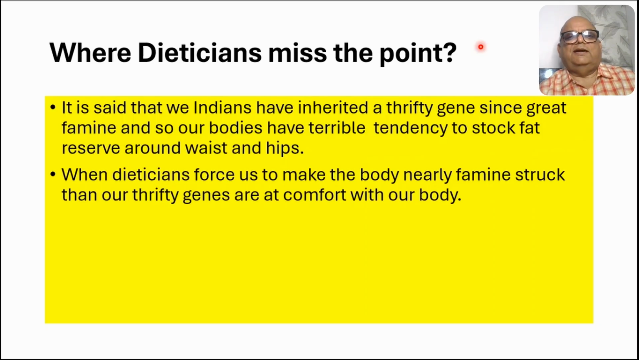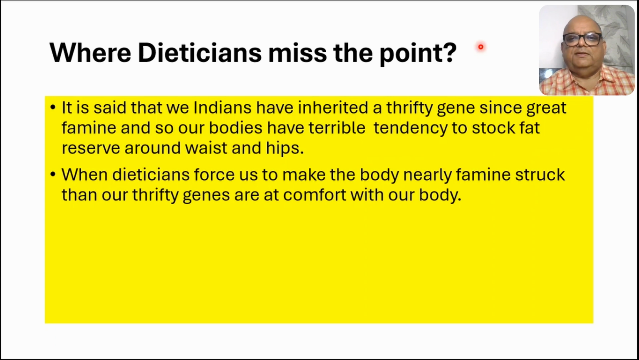And what dietitians do is they force us to tell our body that this is already a famine. So we are cheating the body by simulating a famine condition, a man-made famine, so that our thrifty genes are at comfort with the inputs and with the body.